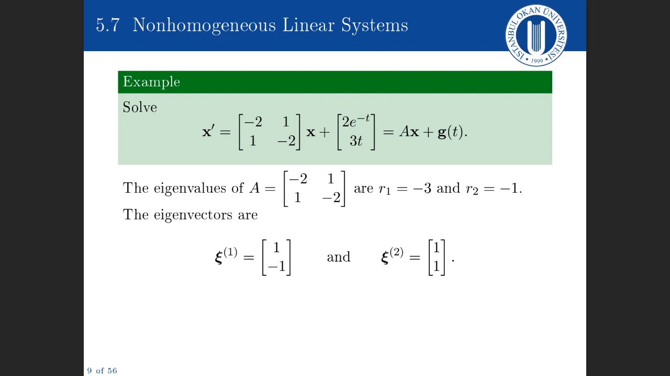First, we need the eigenvalues and the eigenvectors. You know how to do this. I'll just tell you that the eigenvalues are minus 3 and minus 1, and the eigenvectors are (1, -1) and (1, 1).